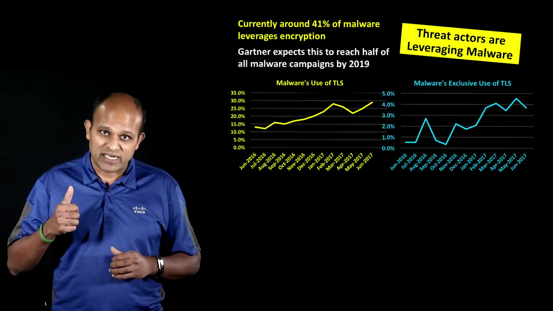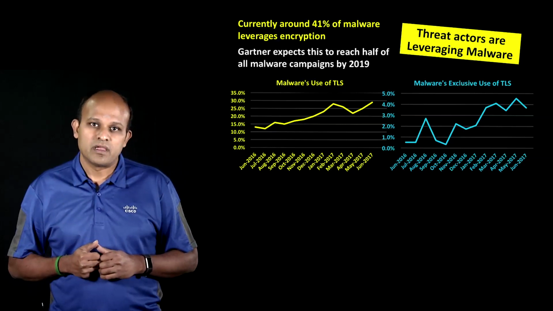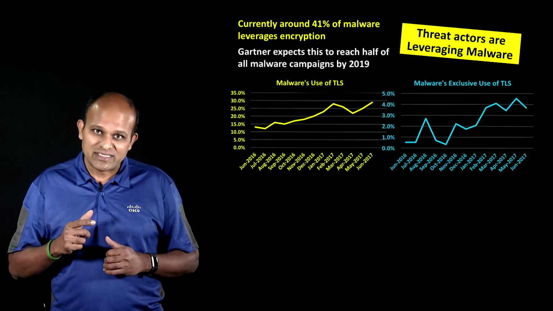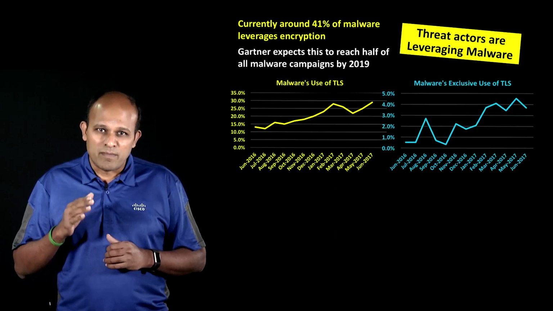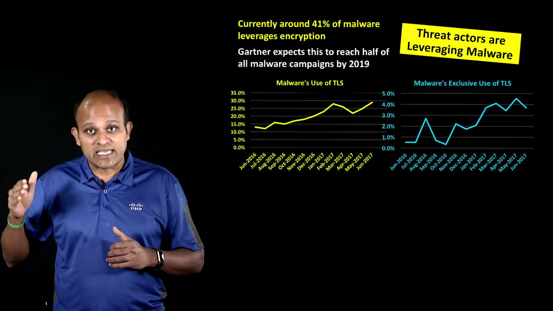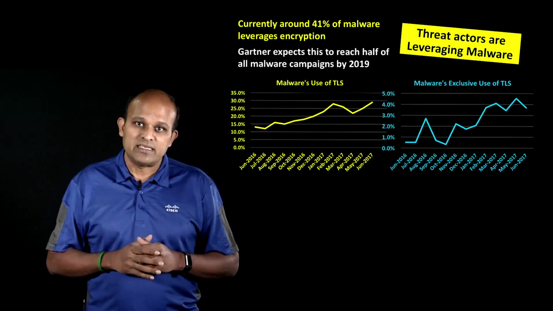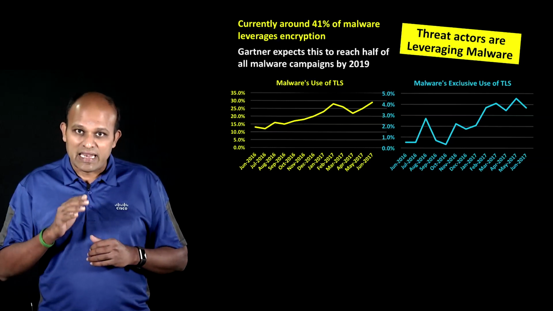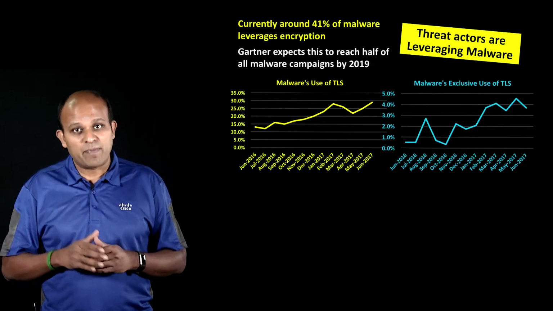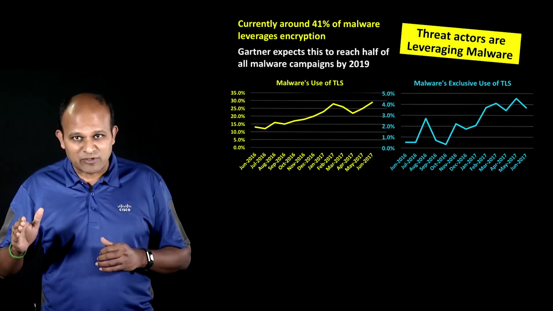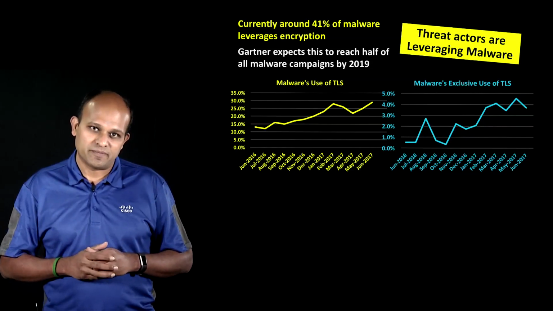So therefore, the second trend, not surprisingly, is the increase in the percentage of malware that leverages encryption. Our own analysis of Threat Grid data shows the percentage of malware using encryption hovering around 30%. Malware that exclusively uses TLS has increased from about 0.5% a year ago to about 4% now. A recent study showed about 41% of the attacks leveraging encryption to evade detection. And Gartner believes that half of all malware campaigns in 2019 will use some form of encryption to conceal malware delivery, command and control communication, and data exfiltration.